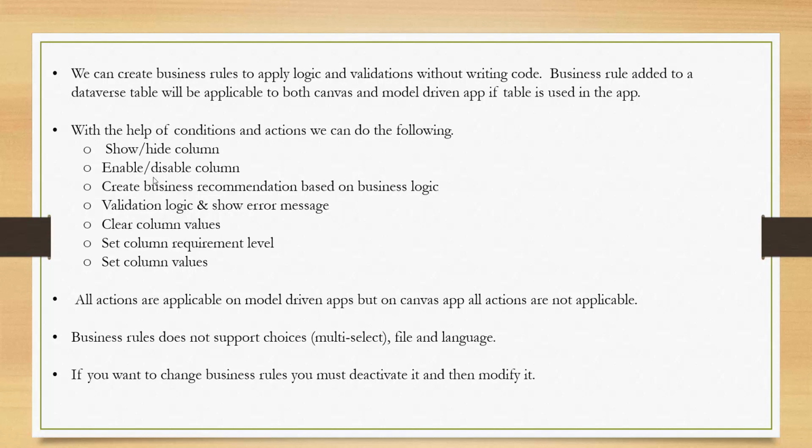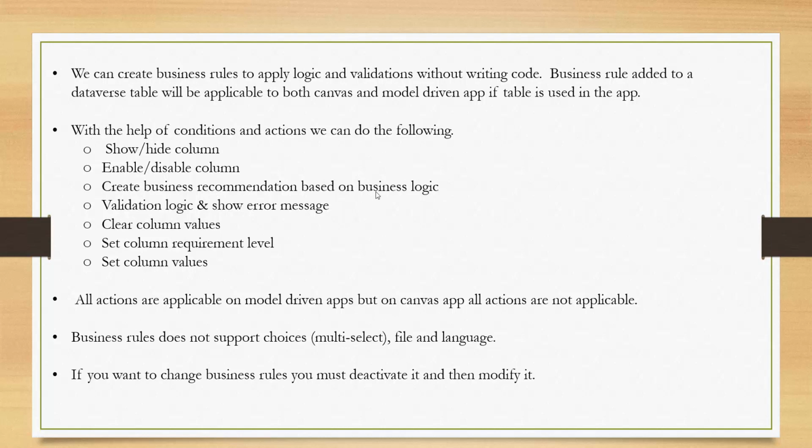I will explain what this means. Validation logic: I can put any validation on any of the fields, and based on that condition, I can show the error message to the end user. I can clear any field values. I can set the column requirement level, that means if it is required, optional or recommended. And I can also set the value of any of the fields in my model driven app. So all these things I can do with the help of business rules.